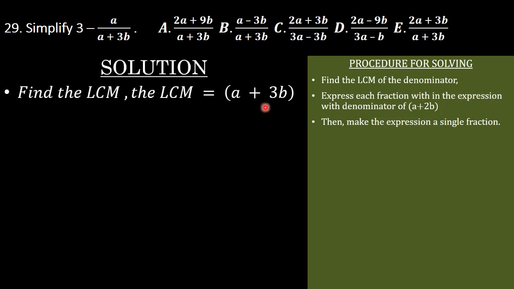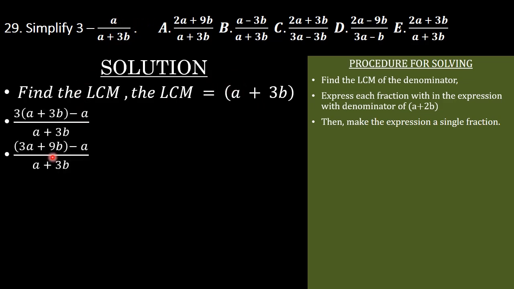For us to make this expression a single fraction, we are going to say a plus 3b multiplied by 3, we have 3 into bracket a plus 3b. When you divide this denominator by the LCM, you have 1 multiplied by a, we have a. Let's collect the like terms. We now have 3a minus a plus 9b. 3a minus a, we have 2a plus 9b over a plus 3b.